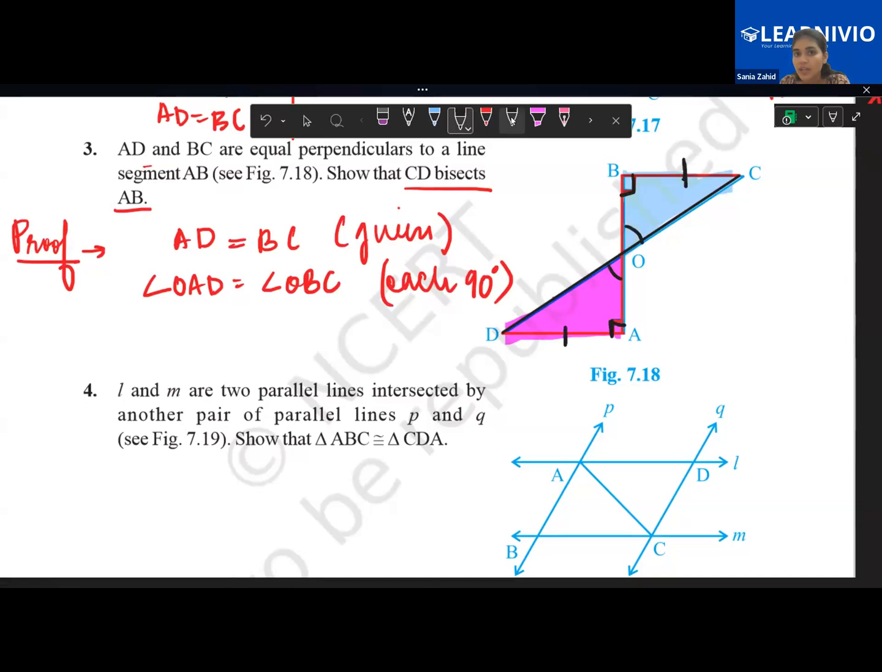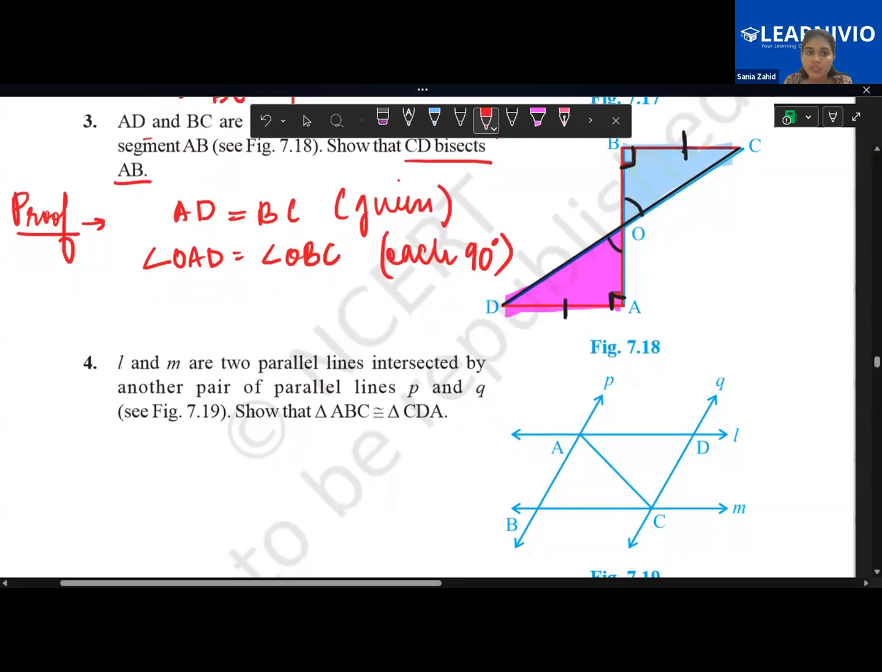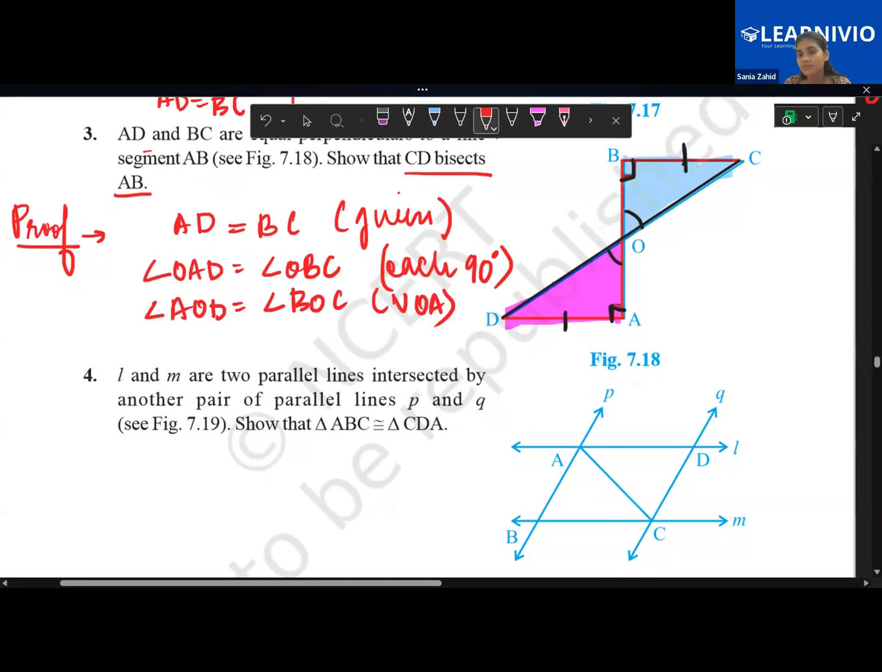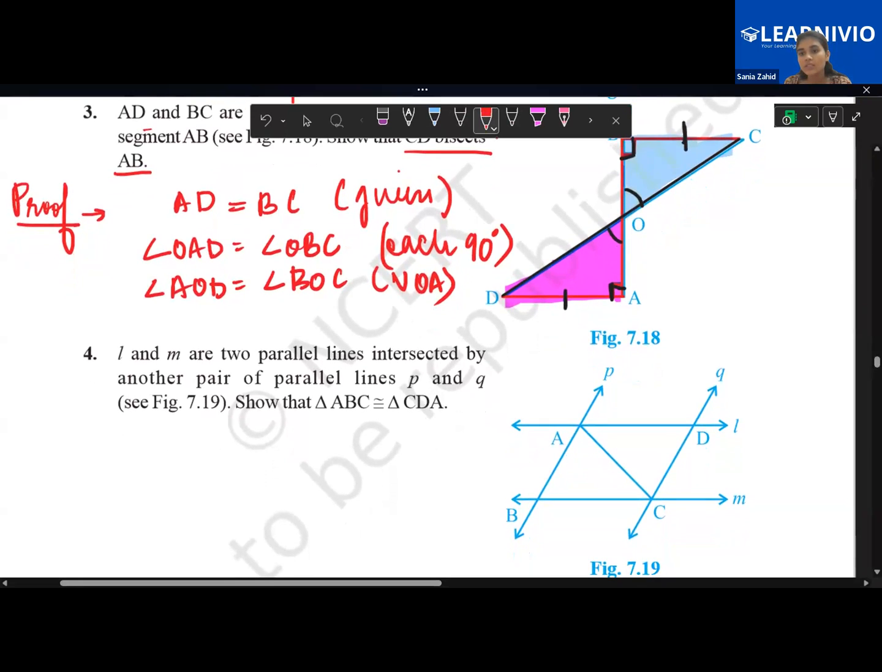Now, also, why are these both angles equal? Because they are vertically opposite angles. So you will also write down angle AOD is equal to angle BOC because they are vertically opposite angles. Thus, by which criteria are they both equal? Which criteria?